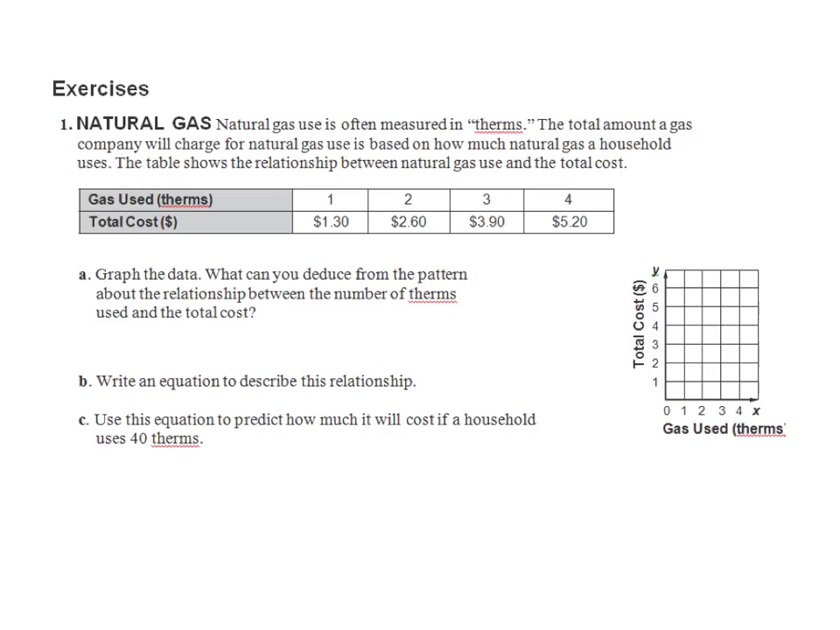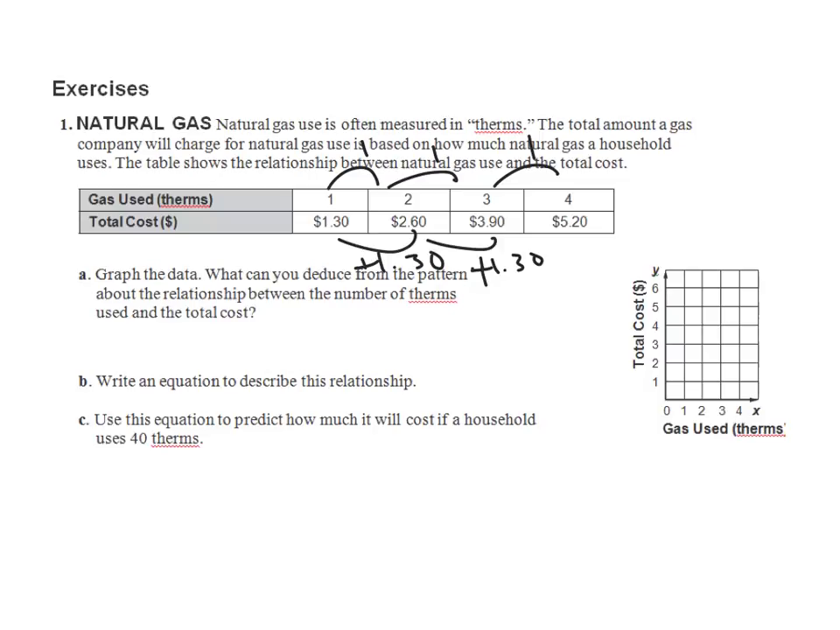So let's take a closer look and get a little bit of practice. Natural gas use is often measured in therms. The total amount a gas company will charge for natural gas is based on how much natural gas a household uses. The table shows the relationship between natural gas use and the total cost. So right below is a table, and you can tell that the X values are increasing by 1 and the Y values are increasing by 130 each time.